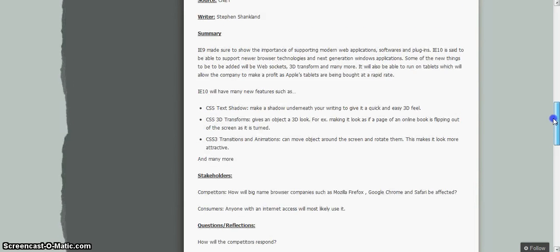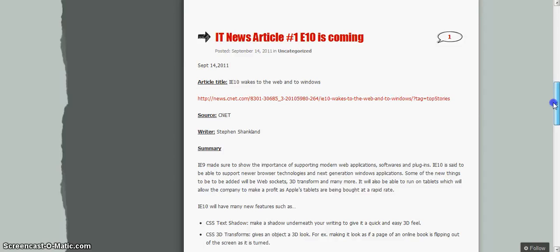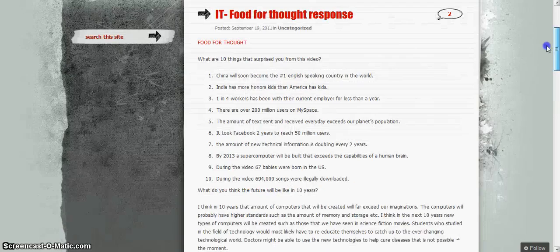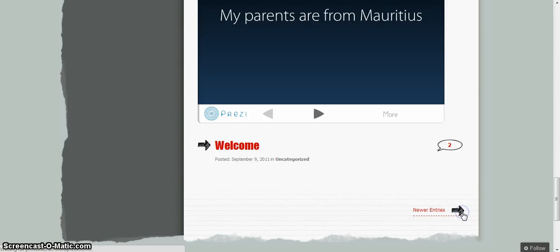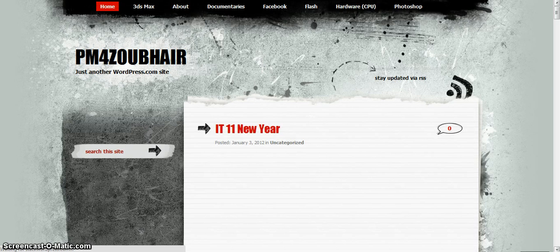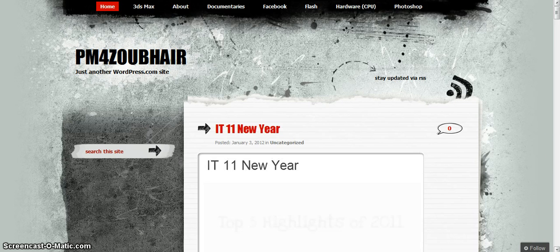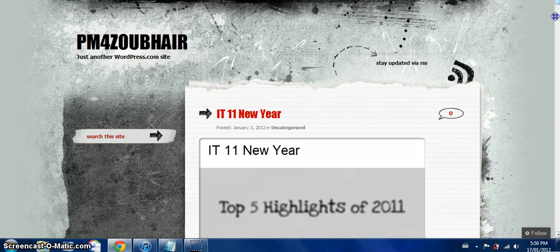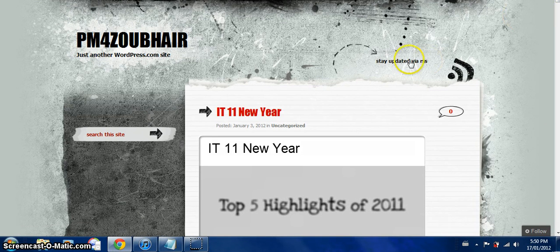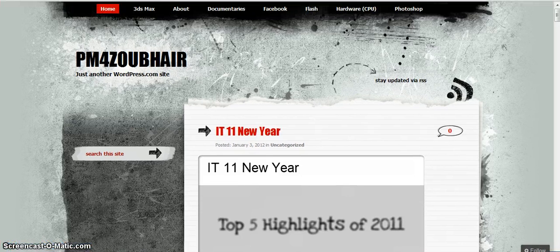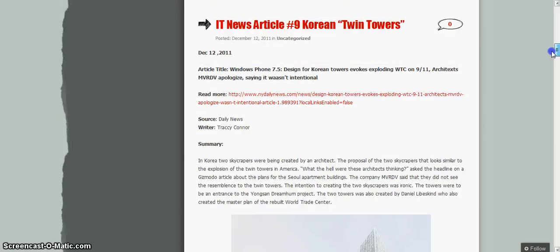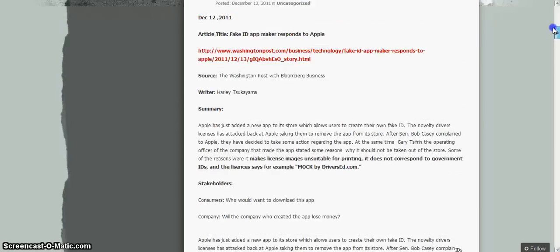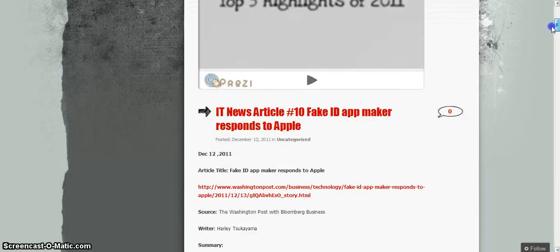And then these are all my news articles starting from the very first one that we did. And then these are the most recent ones. The most I did was 10.